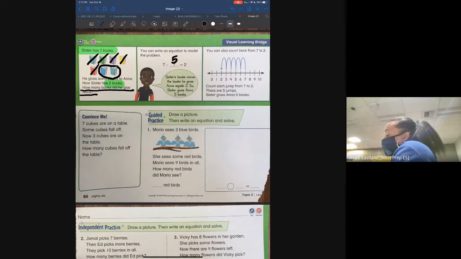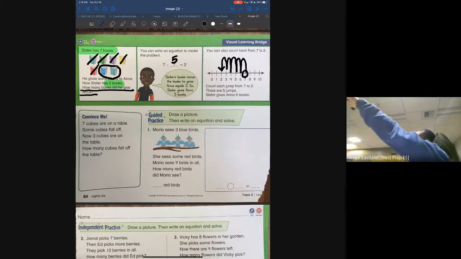It also says we can count back from 7 to 2, right? We can start at 7 and we can count back all the way until we get to 2. It's still 5. Slater gives Anna 5 books. Do you understand that? Thumbs up if you understand it. So that's 2 strategies right now. A picture and a number line, right? That's 2 strategies and 1 problem that we can use.